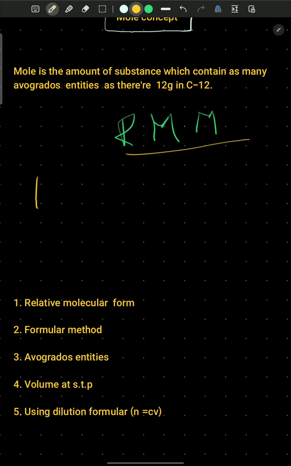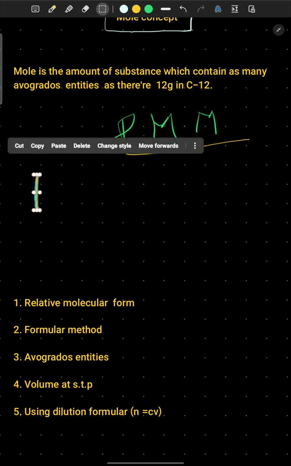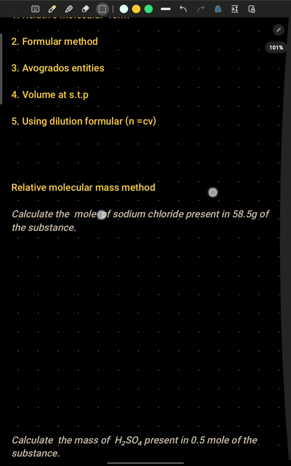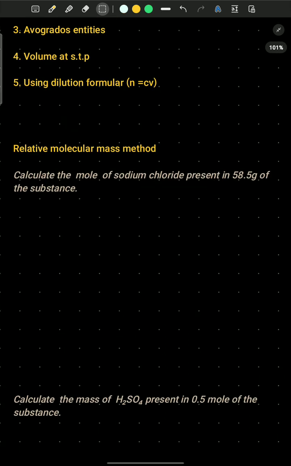So from here, we have seen how to calculate molecular mass. Then believe me, to solve anything in this mole concept becomes so easy. Don't forget, in sum of everything I've said so far, that a mole is the amount of substance which contains as many Avogadro's entities as there are atoms in 12 grams of carbon 12. So we move on. Now for the relative molecular mass method, let's use it to solve an example 1.